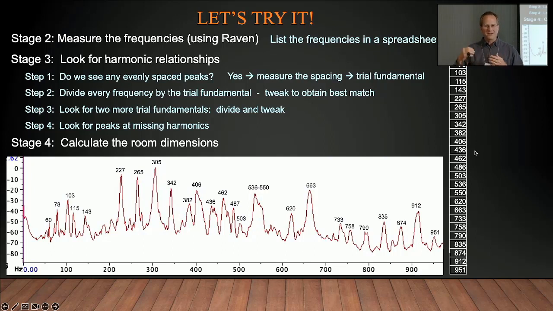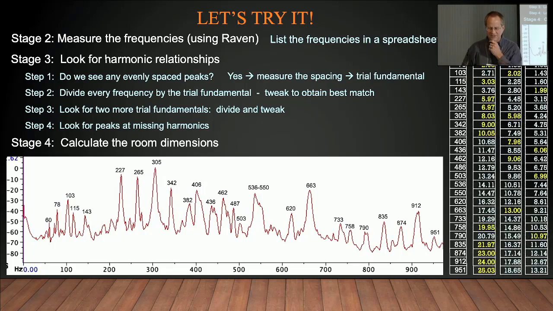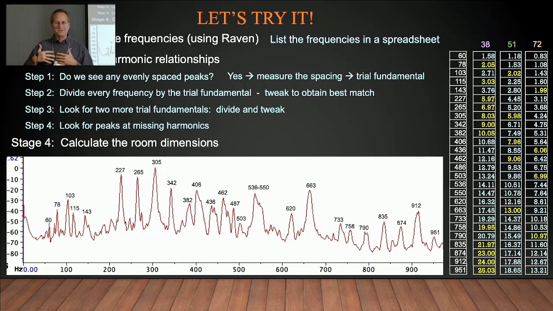Now comes the puzzle part. They have to decide which fundamental each of those frequencies is a multiple of. So there's a bit of trial and error, a bit of logic that goes into this. I'm providing examples of three frequencies that they might settle on: 38 hertz, 51 hertz, and 72 hertz. For each of those frequencies, they can divide that number into each of the frequencies in their spreadsheet on the left to get a ratio. And if it's a harmonic, that ratio will be close to a whole number.